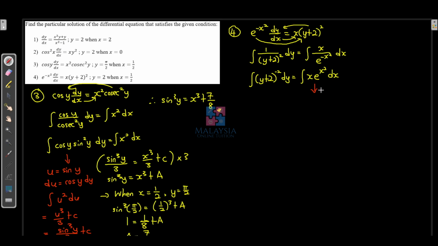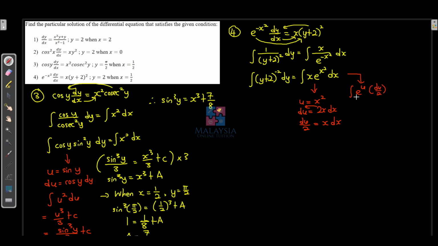Okay, similar to part 3 just now. So u equals x squared, your du equals 2x dx. But since you only have x dx, you bring the 2 to the left hand side, you get du over 2 equals x dx. Okay, so then the integration is going to be integration of e to the power of u and then du over 2.